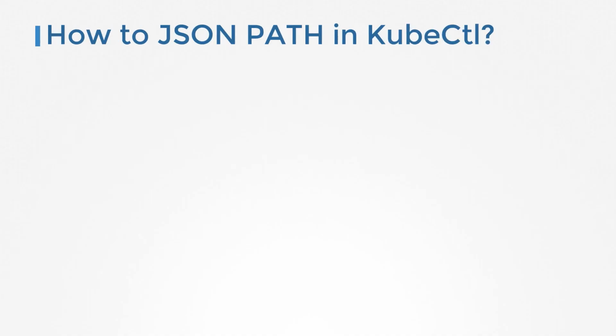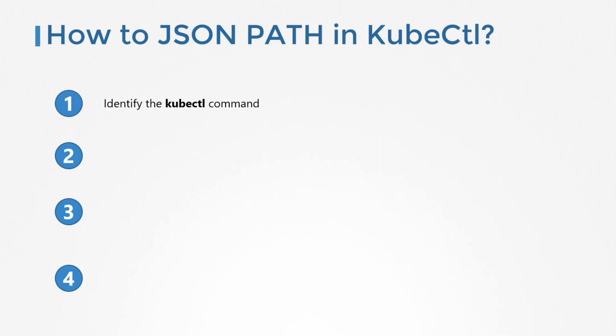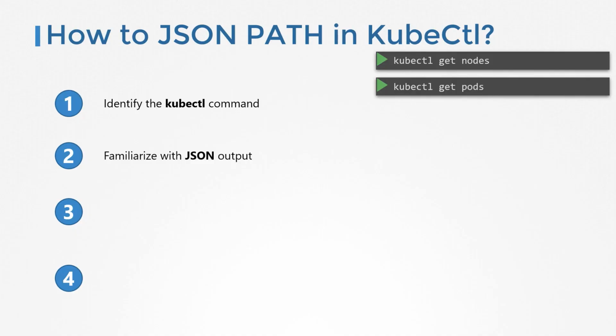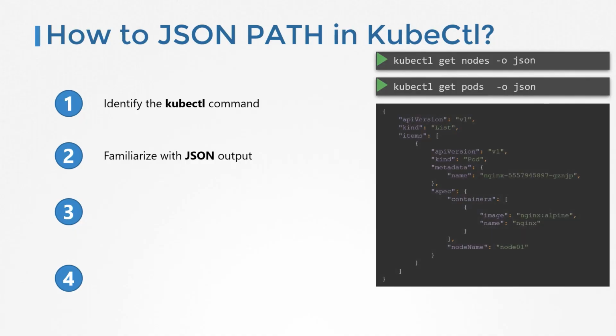In order to get started with JSON path in kubectl, you must follow these 4 steps. First, you need to know the command that will give you the required information in the raw format. For example, if you need information regarding nodes, then you must use the kubectl get nodes command. If you need information regarding pods, you must use the kubectl get pods command. We have seen a lot of these commands throughout this course, so that should be easy. Once you identify the command, inspect its output in JSON format. For this, add the option -o json to the command. It will print the output in a JSON format.